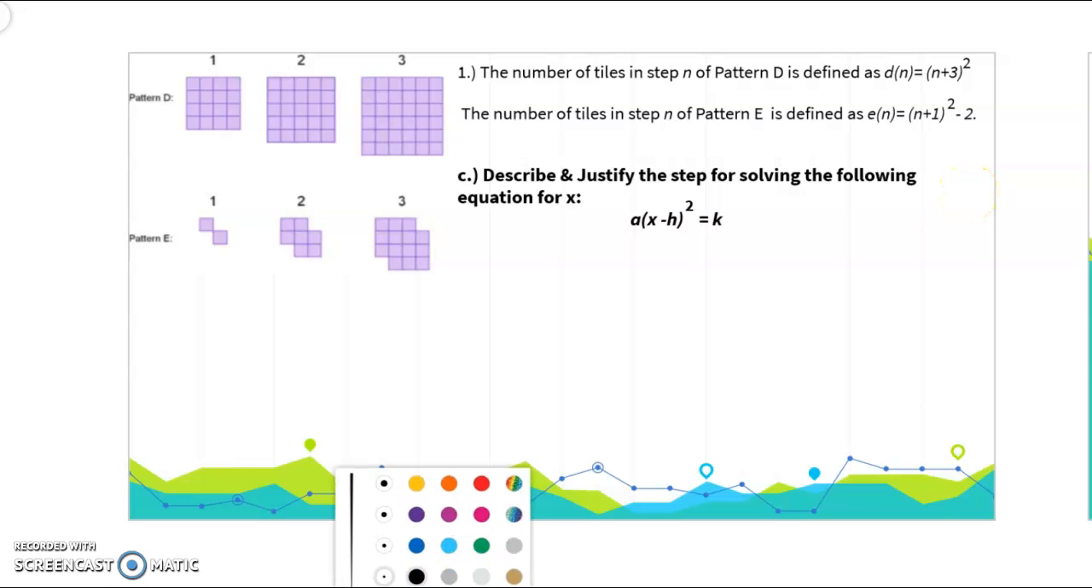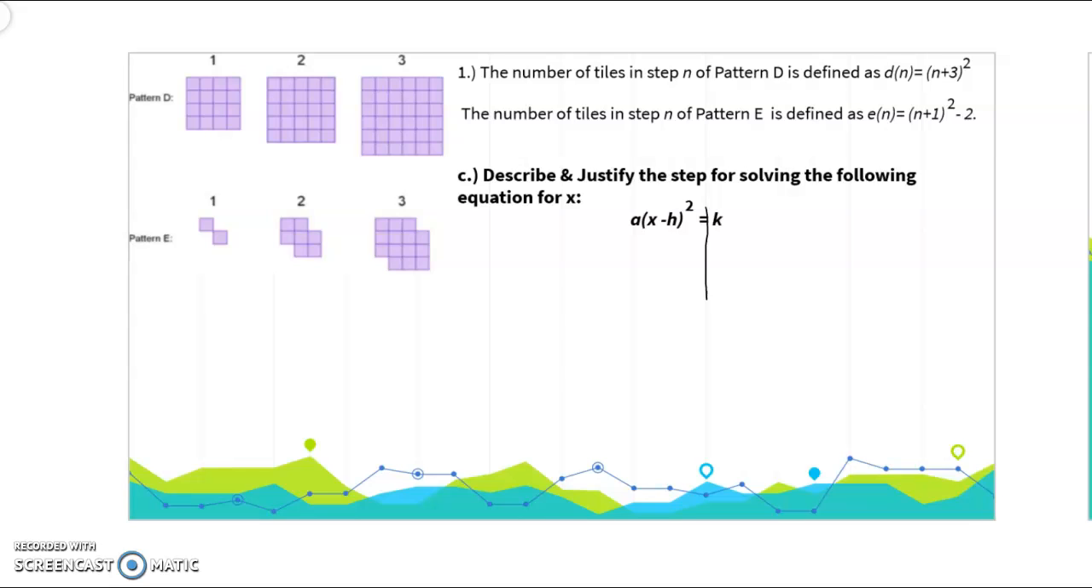So what I actually need to do is get this x minus h squared by itself. There's actually an a right next to it, meaning it's multiplication. So the opposite of multiplication, and to undo it, is division. So I'm going to divide both sides by a. And I'm going to be left with k divided by a. And I'm going to leave it like that, just because I don't have any numbers, that's okay.